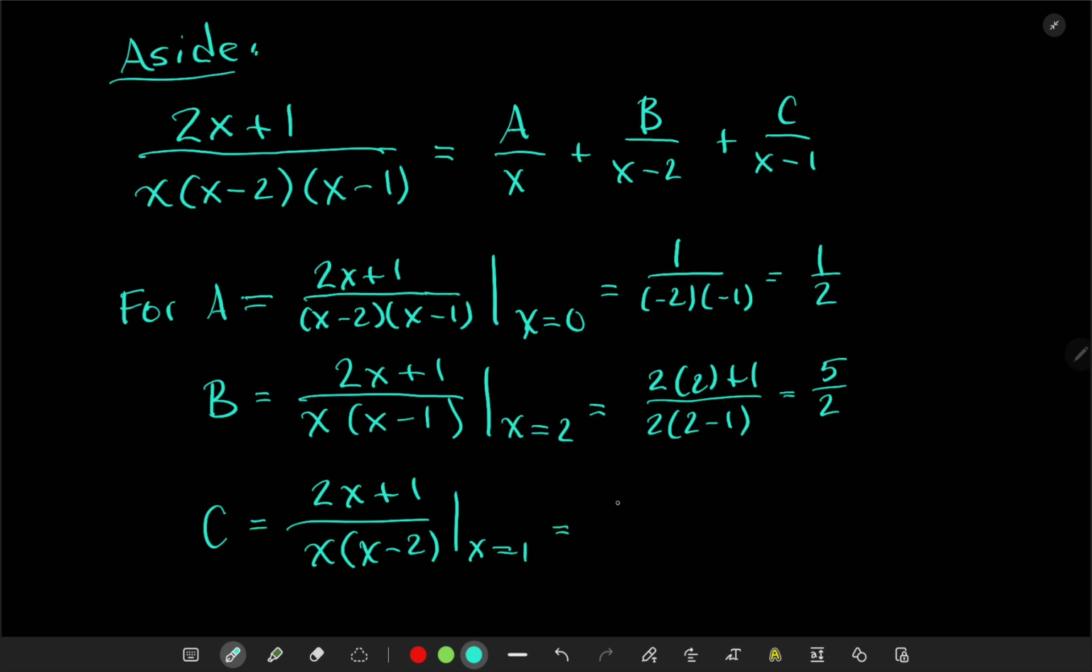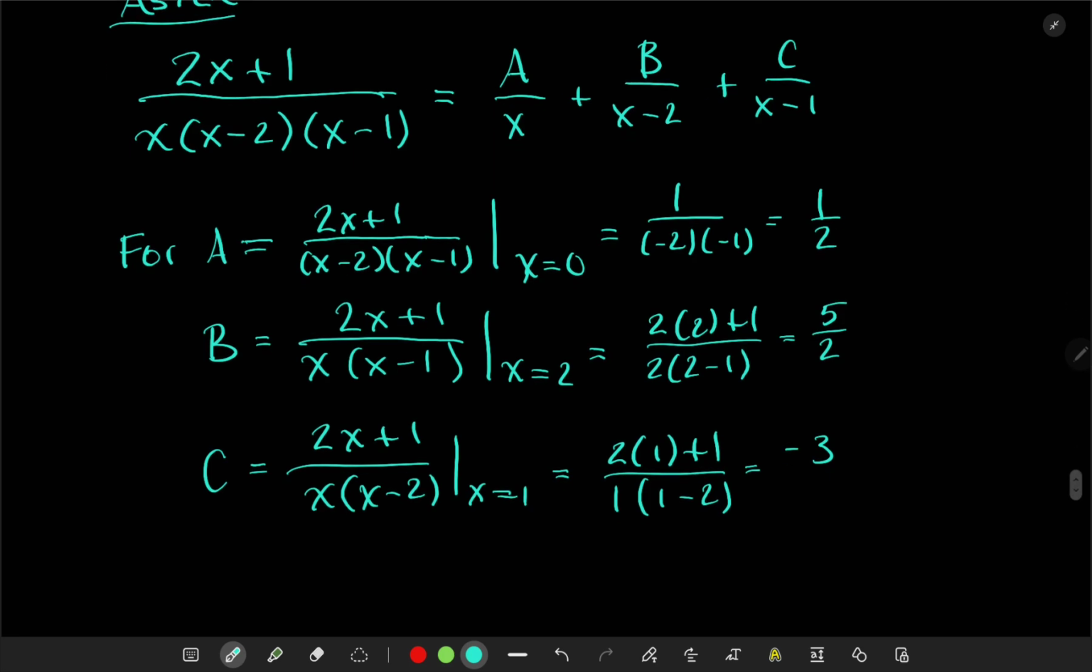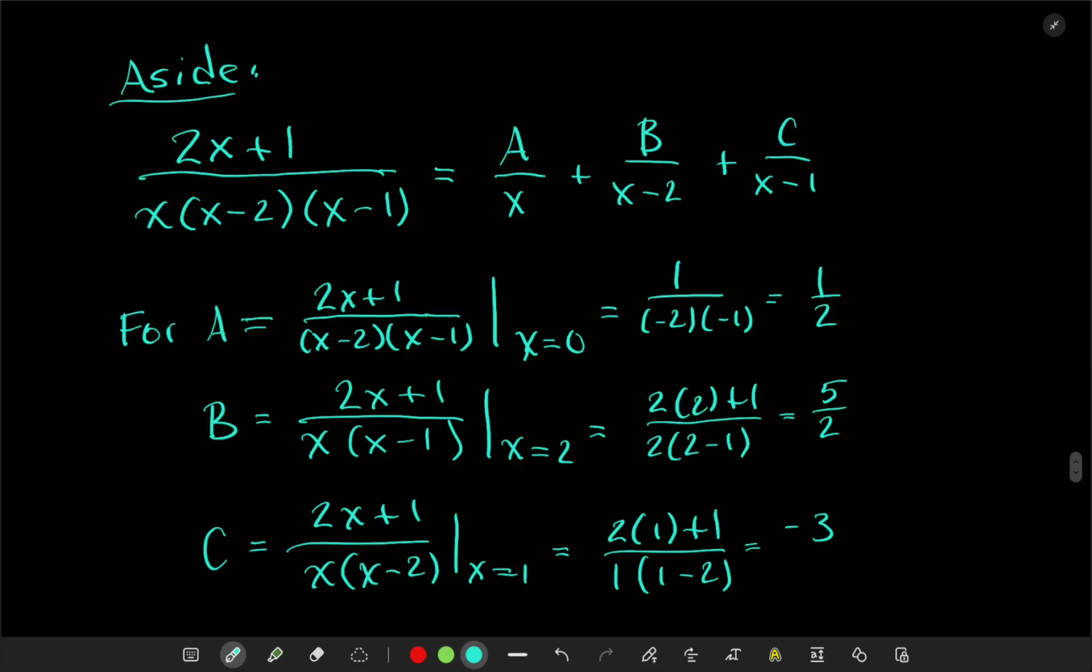So I get 2 times 1 plus 1 is 3. And then this is 1 times 1 minus 2. So this is going to be 3 over negative 1, so negative 3. Yes, okay, definitely my coefficients are not the same ones I had computed, so I messed up somewhere when I copied the problem. It's okay.